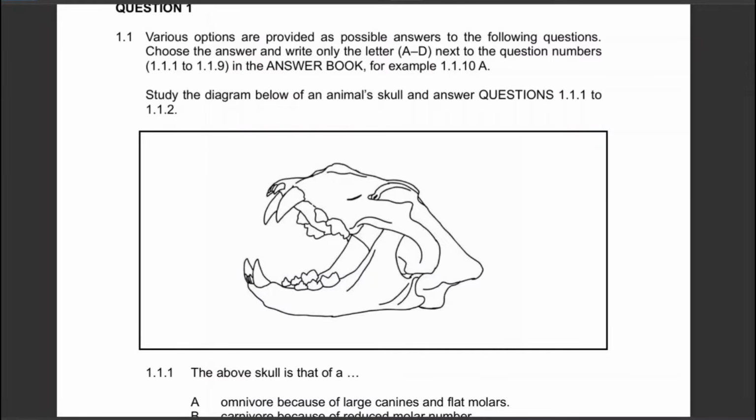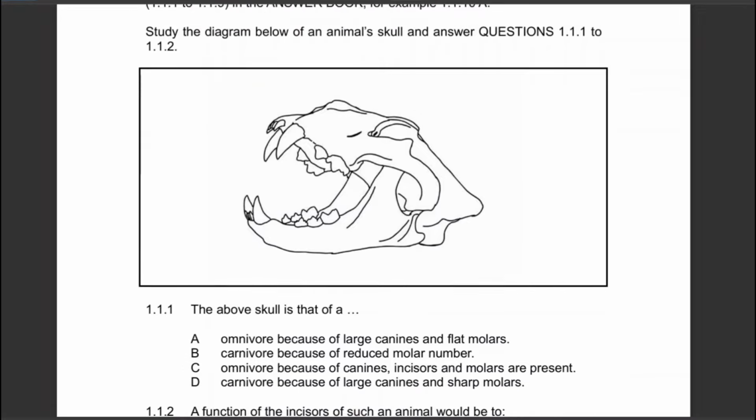So we'll start with multiple choice, guys. There's 9 multiple choice questions. Then we do 9 terminology questions and then 4 column 1, column 2 questions. All right, let's get straight into it.